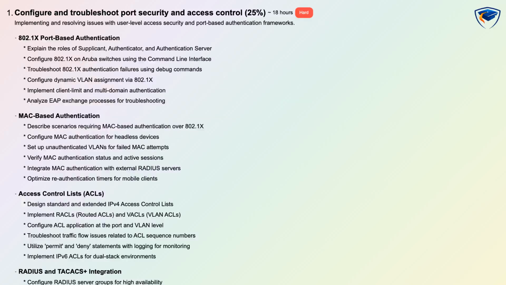The first domain is Configure and Troubleshoot Port Security and Access Control, weighted at 25%, marked hard. With an estimated 18 hours of study and scenario-based assessment, you will learn 802.1X port-based authentication including the roles of supplicant, authenticator, and authentication server and how to configure 802.1X on Aruba switches from the CLI. The domain also covers MAC-based authentication for headless devices, dynamic VLAN assignment, client limits, and how to troubleshoot the EAP exchanges and authentication failures using debug commands.